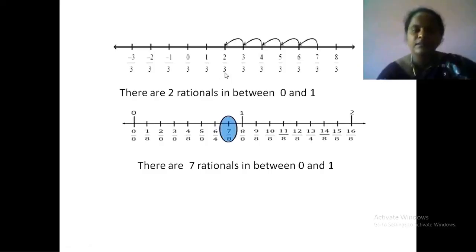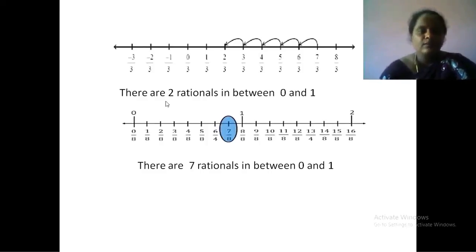In the previous case we don't have integers, but here 2 rational numbers are there in between 0 and 1. Not only in between 0 and 1, but 3 by 3, that is 1, and 6 by 3, that is 2, in between those also 4 by 3 and 5 by 3 are there. Once again 2 rational numbers. So with denominator 3, always in between 2 successive integers we have 2 rational numbers.